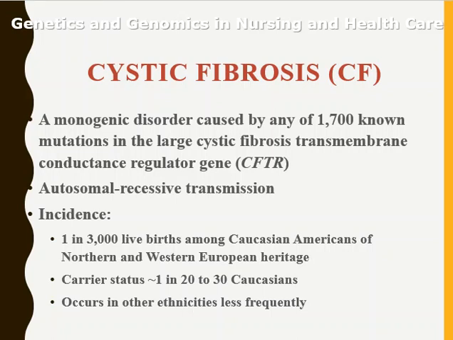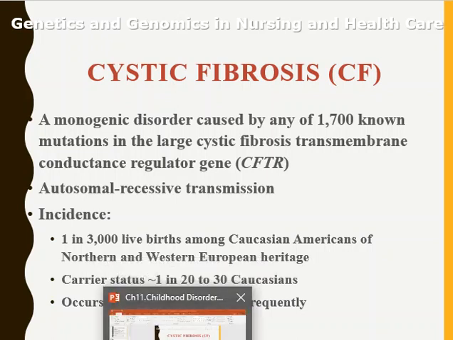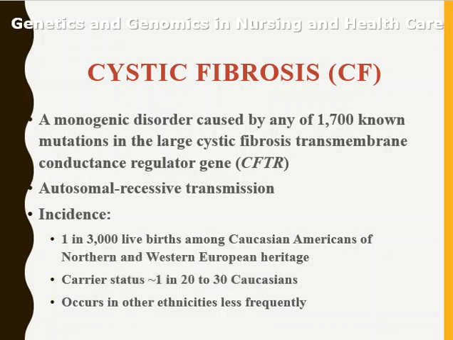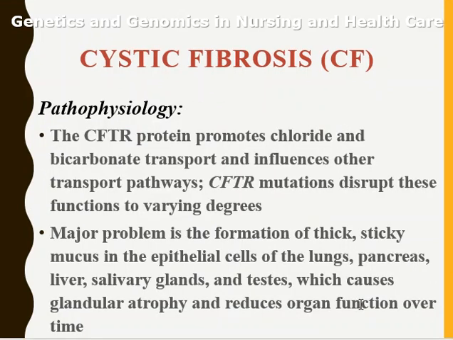And the CFTR gene is located on chromosome 7 on the long arm, the Q arm, at position 31. Okay, the CFTR protein promotes chloride and bicarbonate transport, and it influences other transport pathways. So the CFTR mutations disrupt these functions to varying degrees, and the major problem is a formation of thick, sticky mucus in the epithelial cells of the lungs, pancreas, liver, salivary glands, and testes, and that causes glandular atrophy and reduces organ function over time.